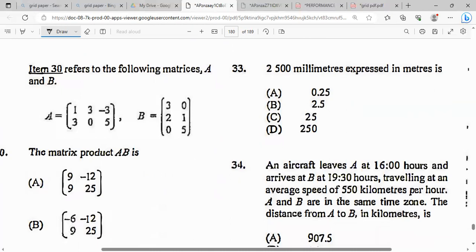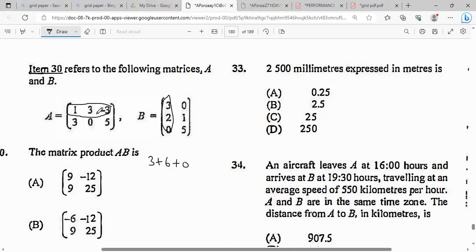All right, item 30 refers to the following matrices, A and B. The product of AB is, so we actually have to go multiplying now, guys. We know that when we're multiplying, it's row by column. So let's do that. 1 times 3, that is 3, plus 3 times 2, 6. Everybody knows what a column is, right? This is the column we're multiplying by. 1, 3, 3, 3, 2, 6. Negative 3 times 0, that is 0.